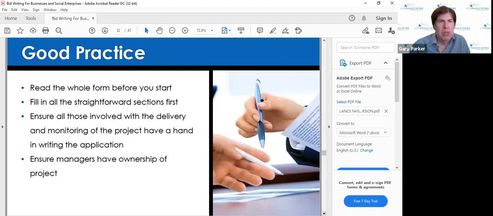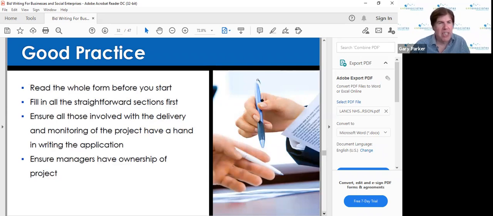Here's some more good practice. Read the whole form before you start. Fill in all the straightforward sections first, so all the easy parts. Ensure that all those involved with delivery and monitoring of the project have a hand in writing the application. That's quite important. And if you're working in a larger organisation, ensure that managers have ownership in the project, even if they're not writing it. They need to okay the direction and what could be delivered.